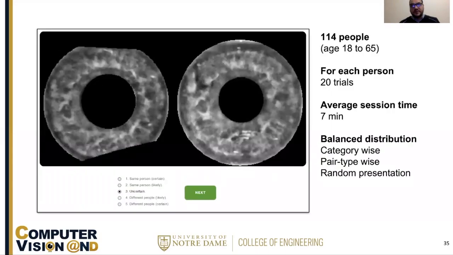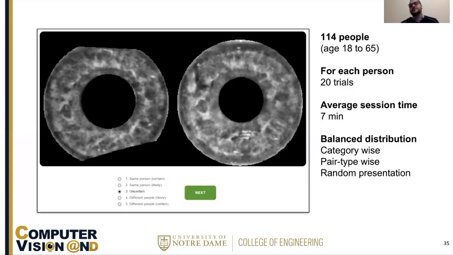Okay, so focusing on session 1, this is a screenshot of the tool we have developed. We had 114 people doing the experiments. The age was between 18 and 65 years old. They were not experts in the task. They had a really quick training where we were showing easy cases and showing them how to compare, how they could get hints, and how to use the tool.